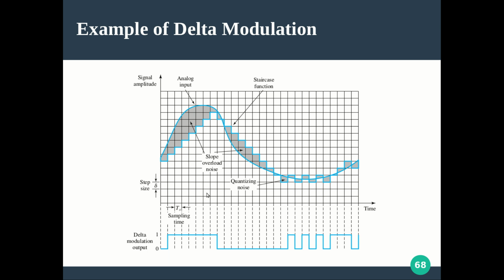So we need a balance of step size. It should not be too high, it should not be too low. If it is too low, the slope overload noise will be high. If it is too high, the quantizing noise will be high. So take a value cleverly by looking at the behavior of the original information or some other parameters. So that is how the step size is related to the slope overload noise.